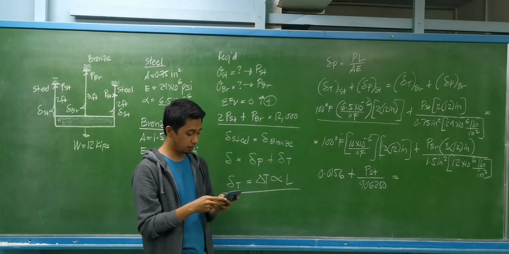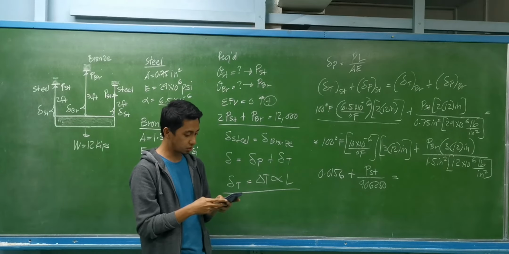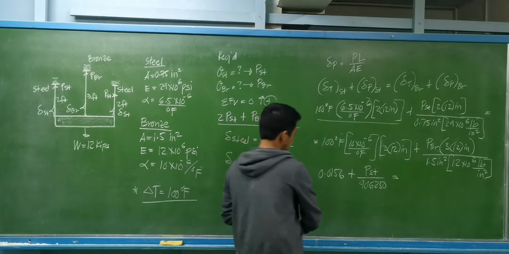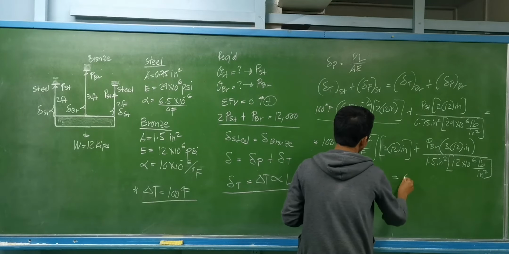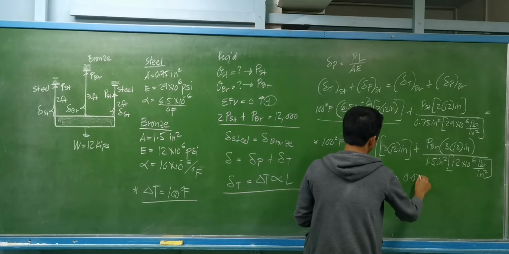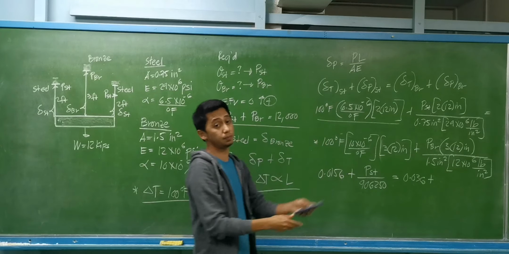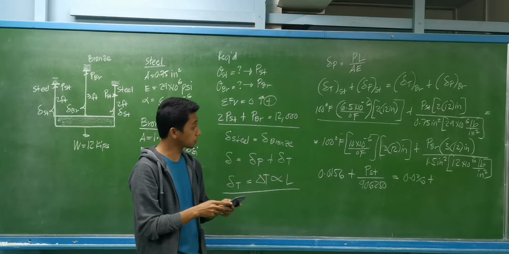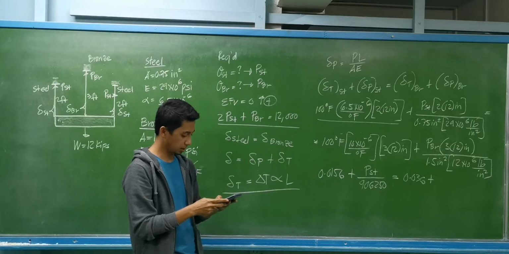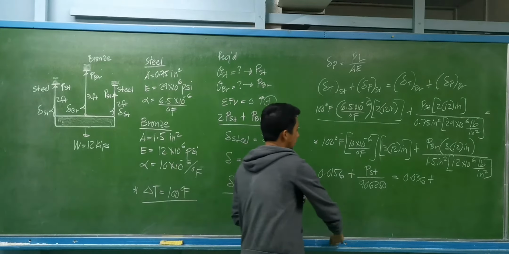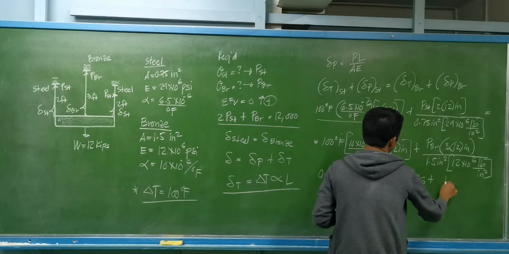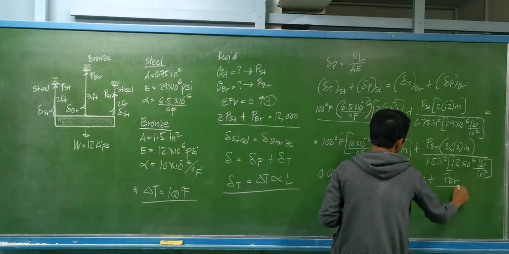We have 100 multiplied by 10 times 10 raised to negative 6 multiplied by 36. That is equal to 0.036. Then plus, for this term, in terms of the load to be carried by the bronze, that is 36 over 1.5 multiplied by 12 times 10 raised to 6. So we have that as the load to be carried by the bronze divided by 500,000.